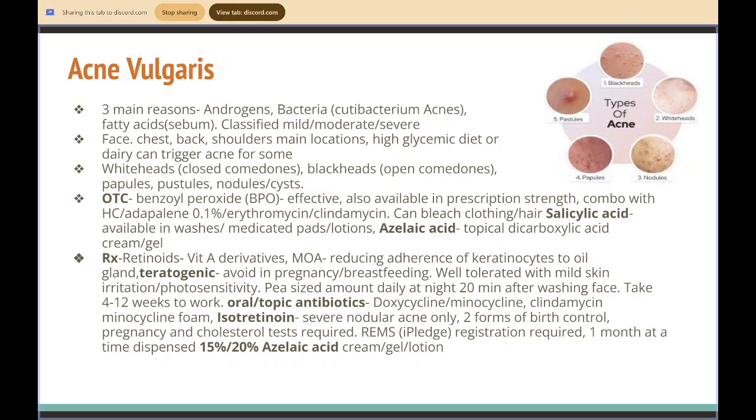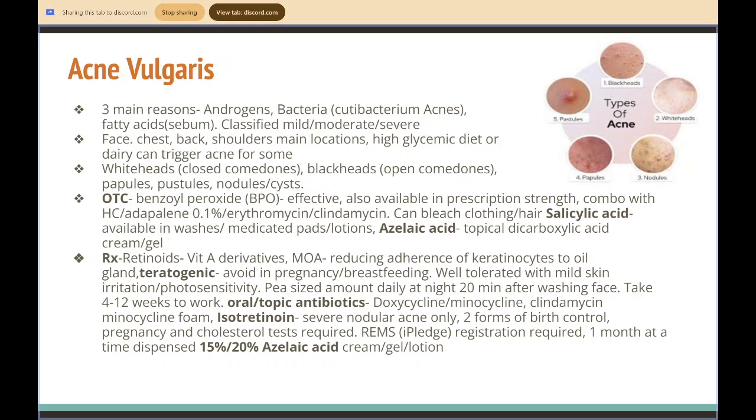We classify it as mild, moderate, and severe. The main locations are going to be the face, the chest, the back, and the shoulders. And for some patients, a high glycemic diet or dairy can trigger acne. Whiteheads are what we call closed comedones, and blackheads are going to be open.